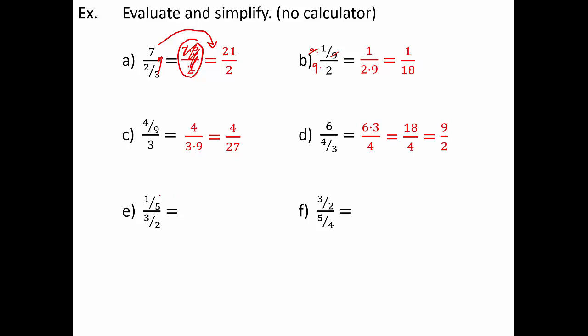So next we have 1/5 divided by 3/2. We're going to bring the 5 downstairs, the 2 upstairs, leaving 1 times 2 on the top, 3 times 5 on the bottom, or 2 over 15. And finally, 3/2 divided by 5/4. 2 moves down, 4 moves up, so 3 times 4 is 12, 5 times 2 is 10, which reduces to 6 over 5.